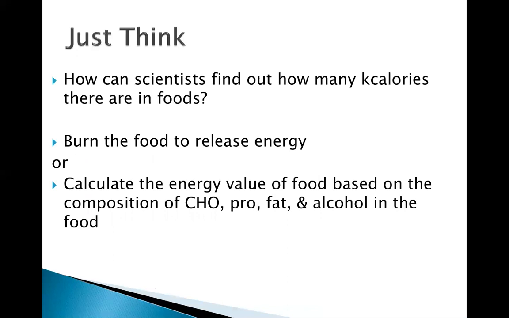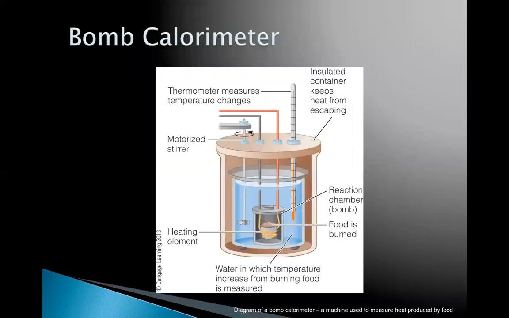How do scientists find out how many calories there are in foods? Well, they can put the food into a small chamber, which is pictured here. This chamber is called a bomb calorimeter, and they heat the food up until it combusts or burns, and as that food burns, it releases energy in the form of heat. That energy heats the water surrounding this chamber, and inside the water is a long thermometer, which can measure the change in temperature of the water based on the energy released as the food is burned.